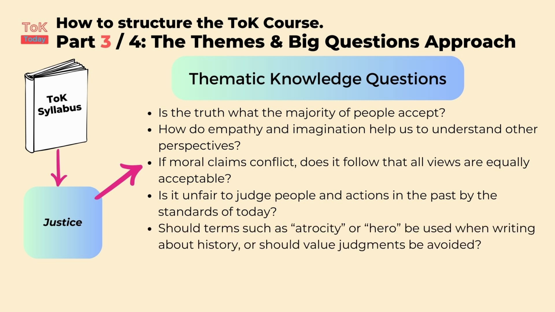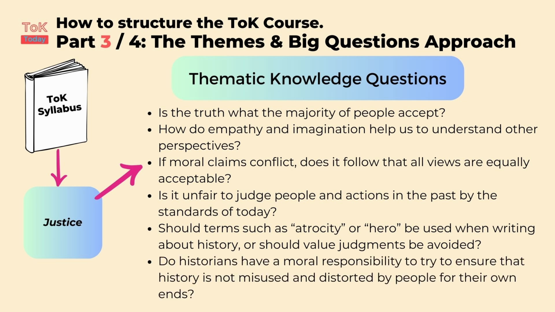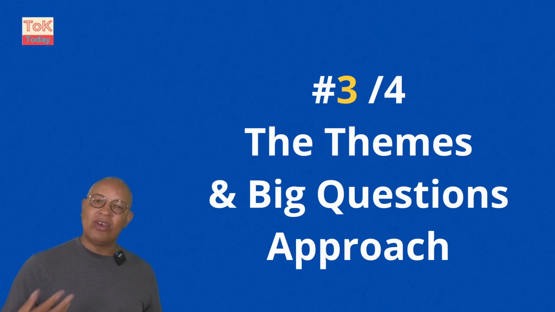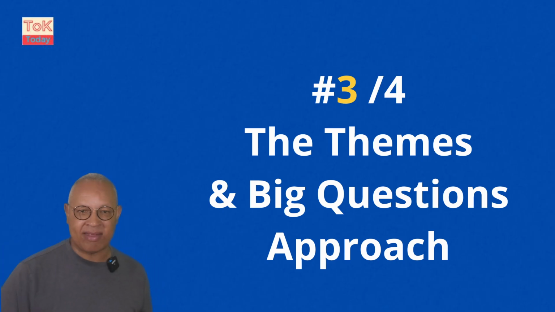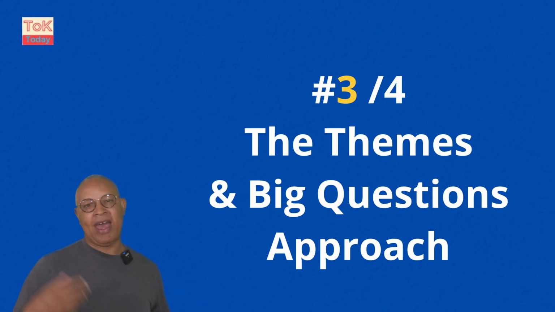Should terms such as atrocity or hero be used when writing about history, or should value judgments be avoided? Do historians have a moral responsibility to try to ensure that history is not misused and distorted by people for their own ends? And we could go on writing these knowledge questions which are about AOK history and about truth, or about AOK the arts and about justice and so on.